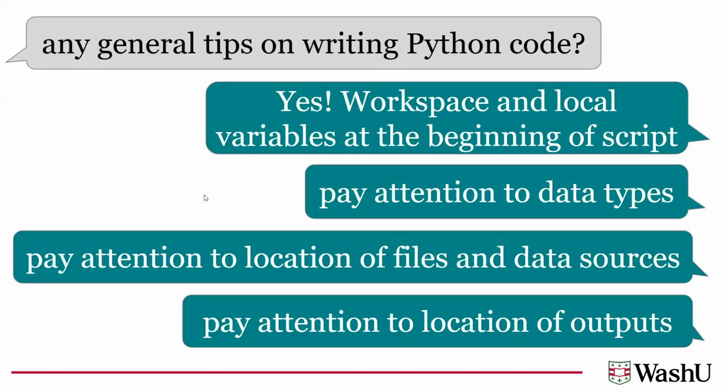So a couple of just general tips on writing Python code. First of all, I recommend setting all of your file name variables and workspace variables at the beginning of the script. And that is so, if you say you are working on one machine and then you move machines and now your files are located at a different path, you don't have to go through your entire code and hunt and find the instances of the workspaces that you have to change. You can just change those all at the beginning.